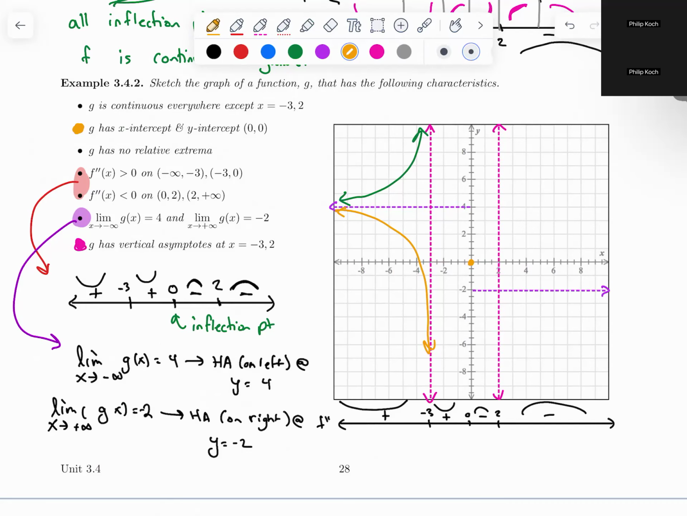Green, because that is the piece that is concave up. The orange piece is concave down because it's bending downwards as we go from the left to the right. So it has to be the green. So let's go ahead and graph that properly.